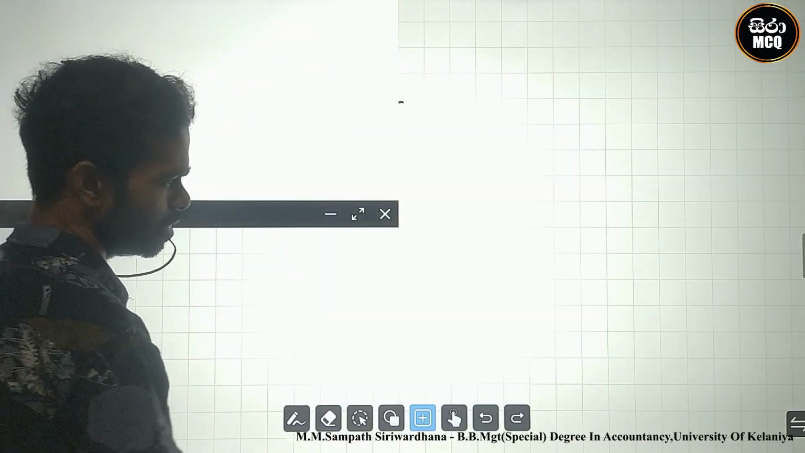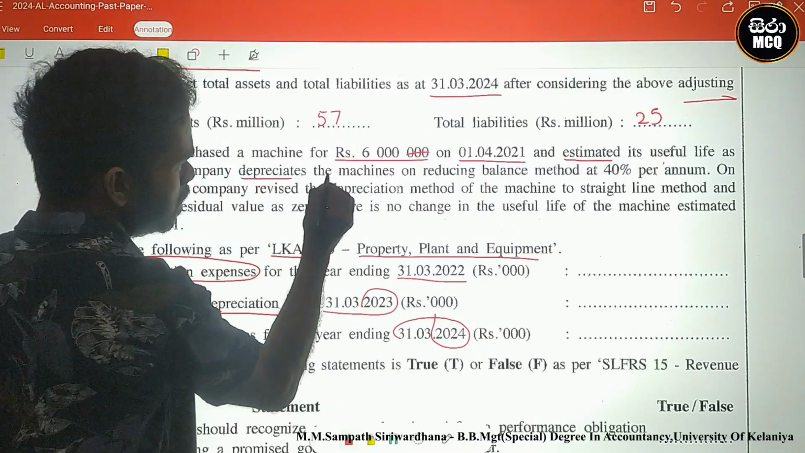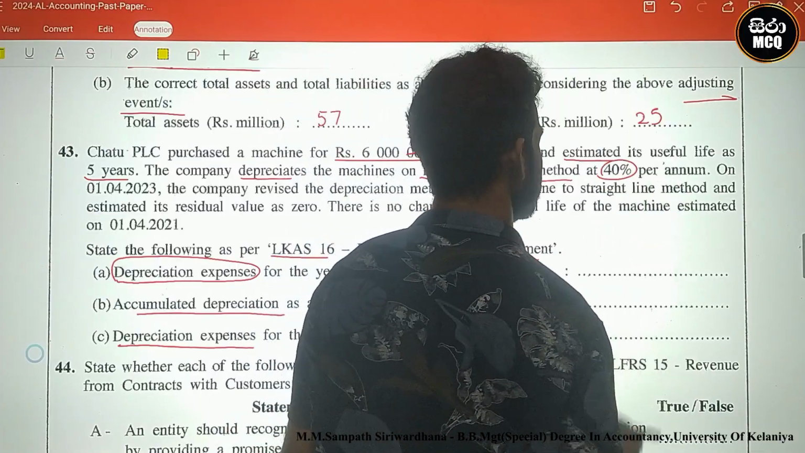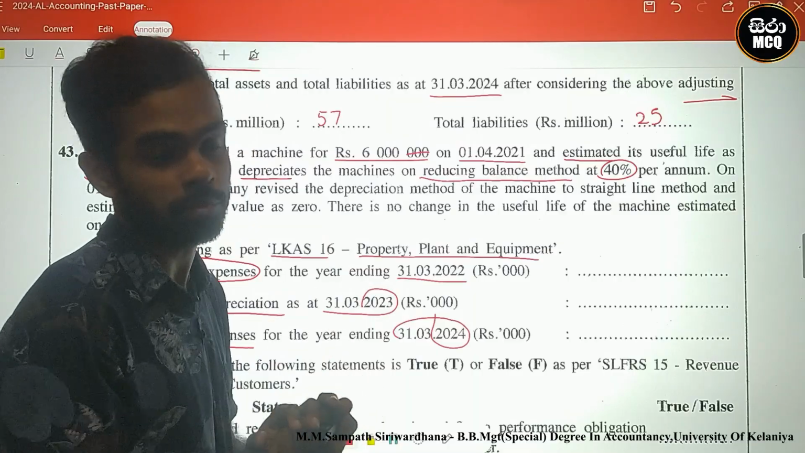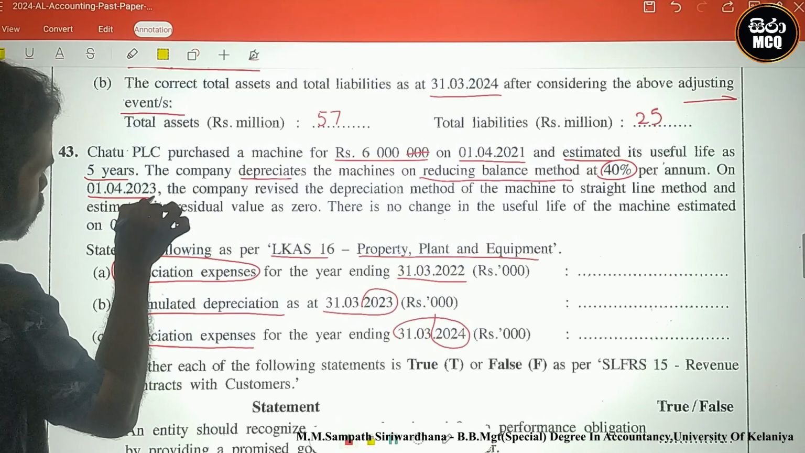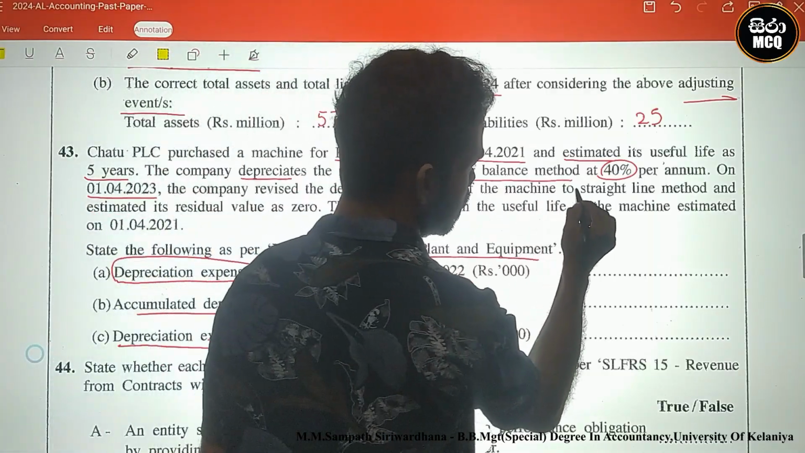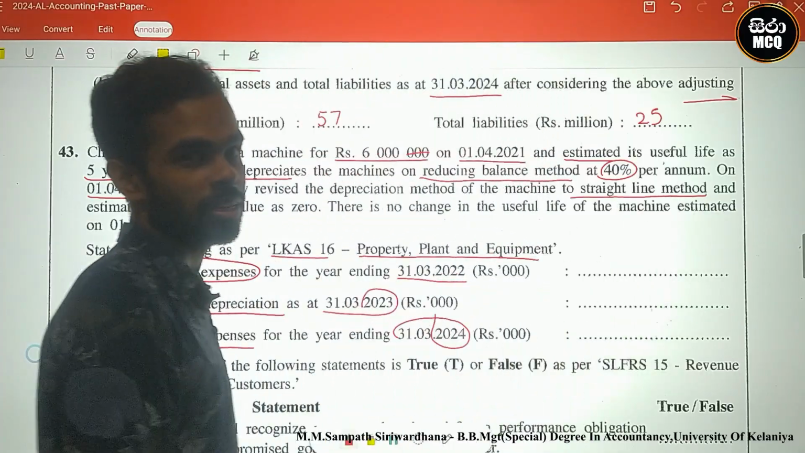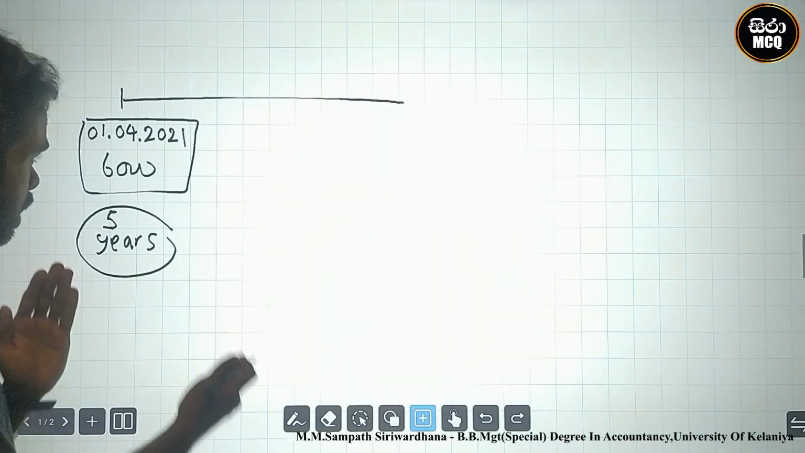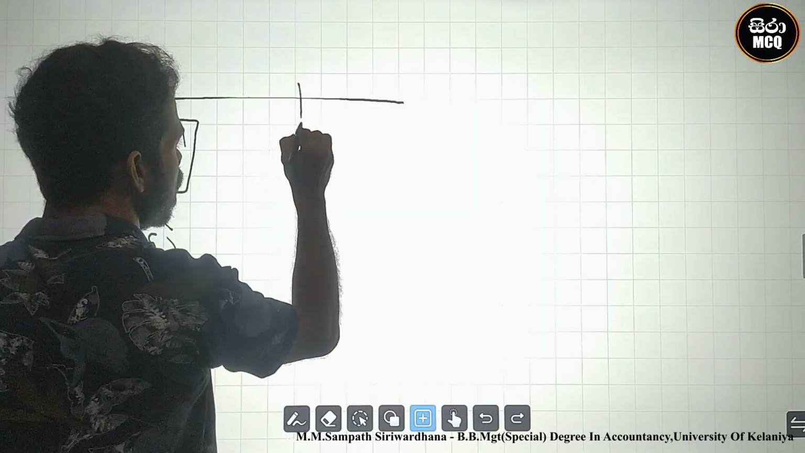Okay, let's see. Next one, the company depreciates its machine using the reducing balance method at 40% per annum. On 1st April 2023, the company revised the depreciation method of the machine to the straight line method. There is a change on 1st April 2023. After how many years? The purchase was 1st April 2021, so the change was after 2 years.